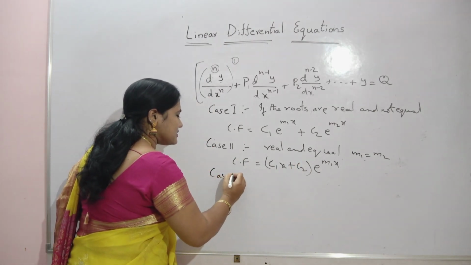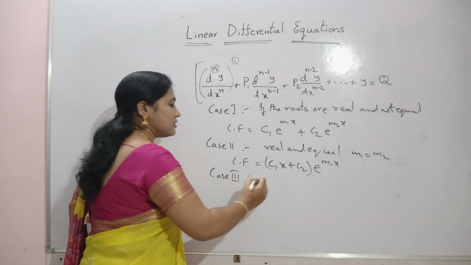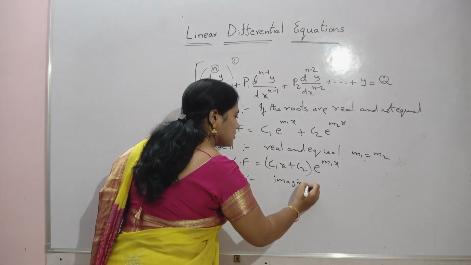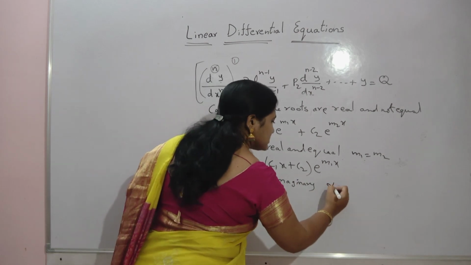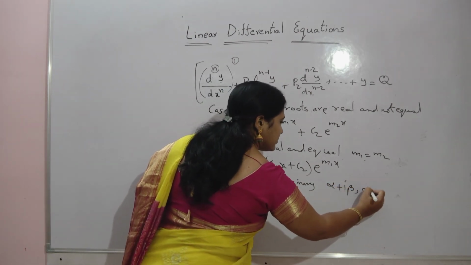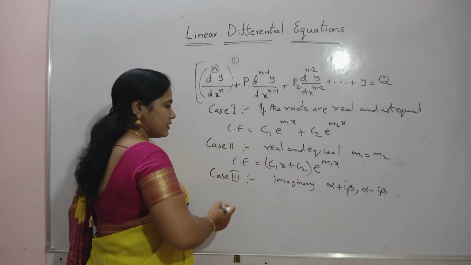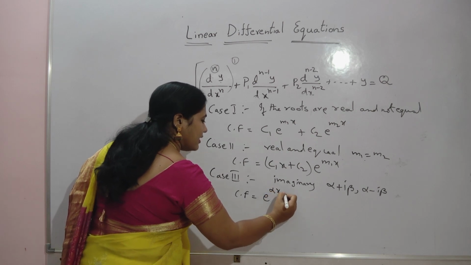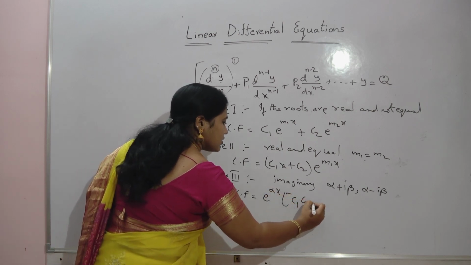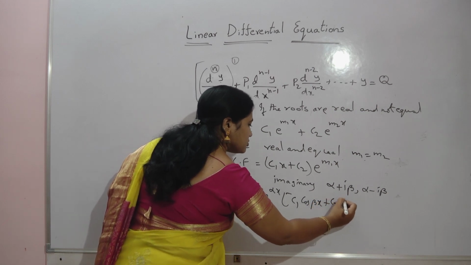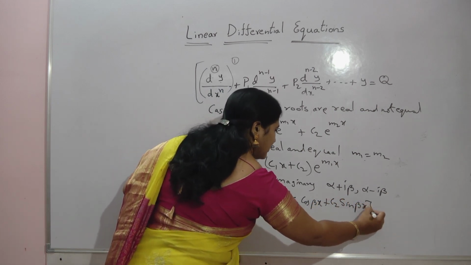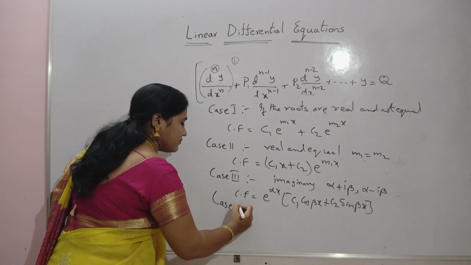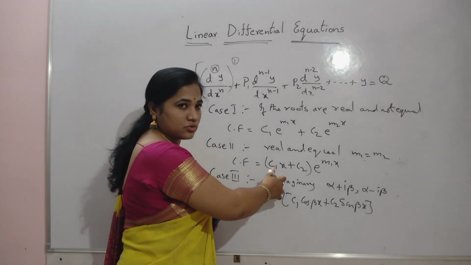And case 3 is if the roots are imaginary and not equal. So one root is alpha plus i beta and another root is alpha minus i beta. Then the complementary function is e^(alpha x) (C1 cos beta x plus C2 sin beta x). So case 4 is if the imaginary roots are equal.